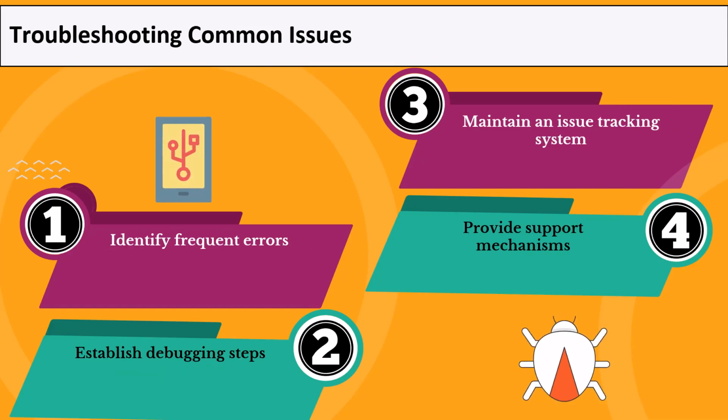Troubleshooting, where things inevitably go wrong, but we pretend we expected it. First, recognize common errors, because blind panic isn't an efficient strategy. Debugging steps, structured ways to fix chaos. An issue tracking system, because keeping complaints organized saves time. And support mechanisms, because nothing beats hearing, "Have you tried turning it off and on again?"